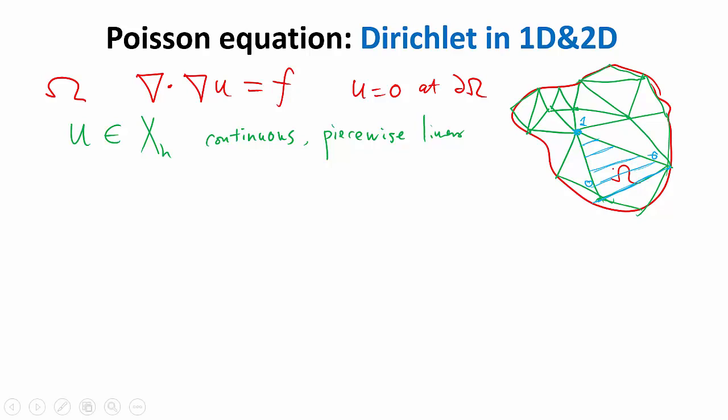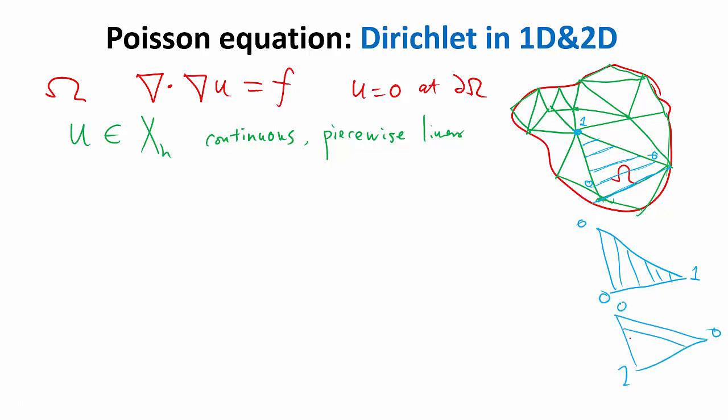Or, let's take another case. If in the same triangle I have the linear function be 1 here, 0 here, 0 here, the contours look like that. And if again it's 1 here, 0 here, 0 here, the contours would look like that.